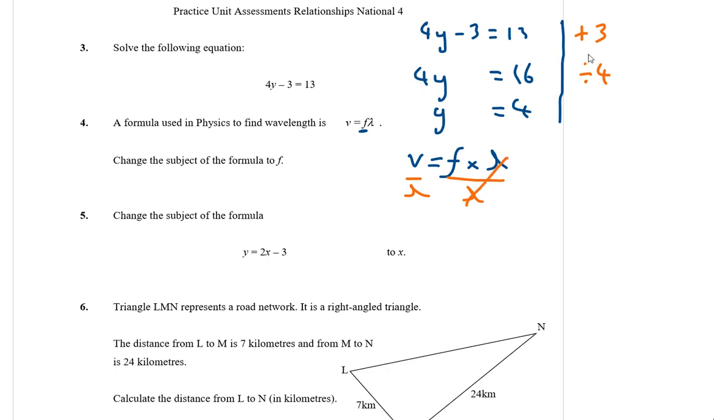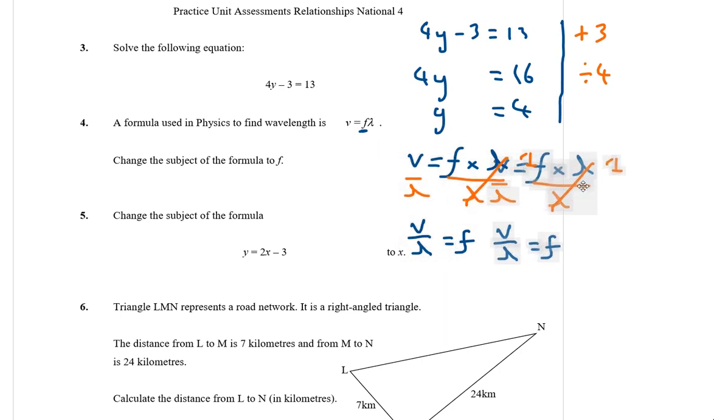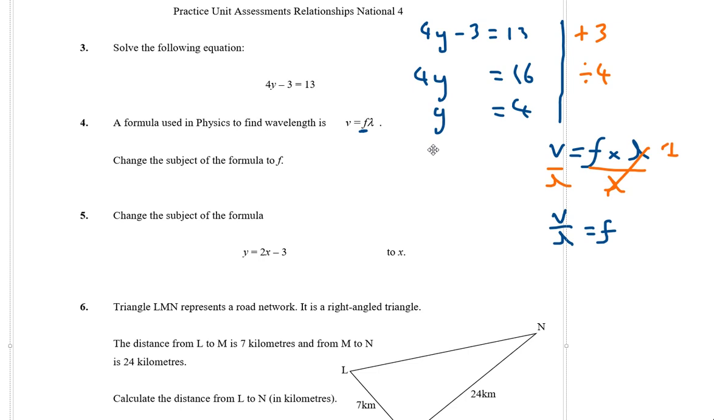So that means that the lambdas cancel out and give me 1, which is what happened up here with the 4. So my next line is going to be v over lambda is equal to f. Simple as that, just one step. So to get rid of this multiply by symbol, we just divide by symbol. Easy as that. Move that over there.